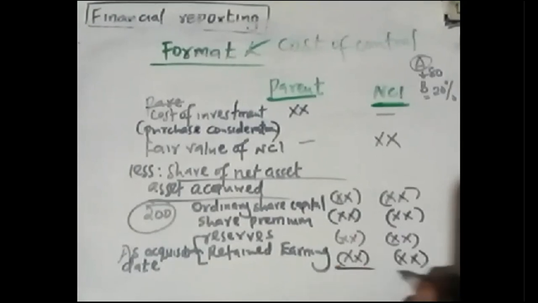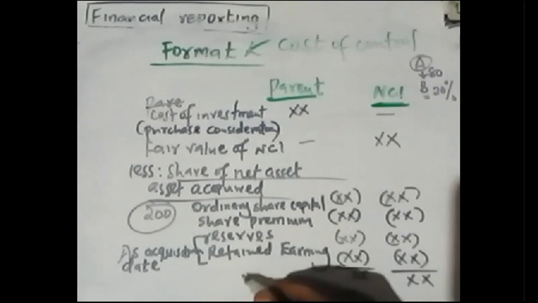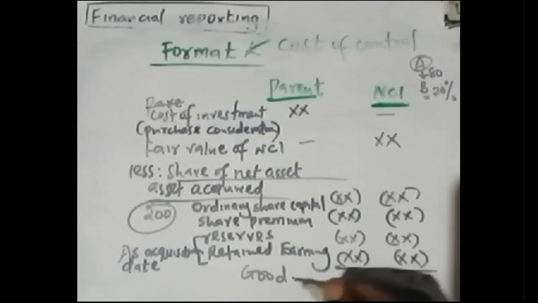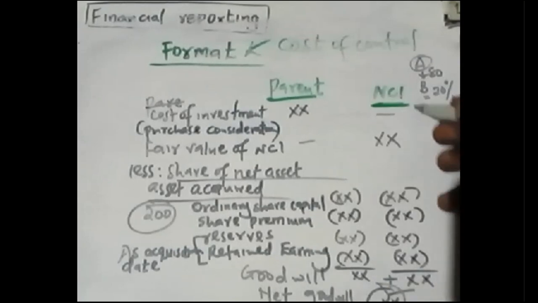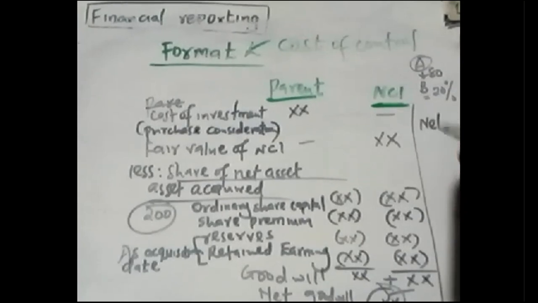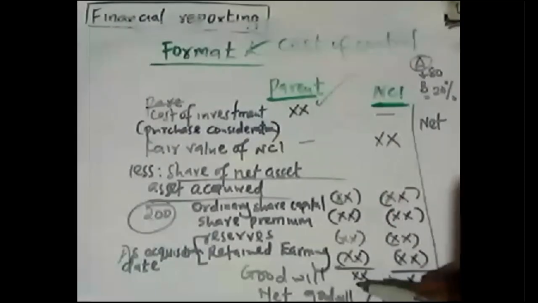That is to the parent and to the NCI, so that you subtract the cost of investment and the relevant fair value of NCI accordingly, so that you get the goodwill. Once you have the goodwill, you have to sum the two so that you get the net goodwill, that is the goodwill of the parent and that of the NCI.